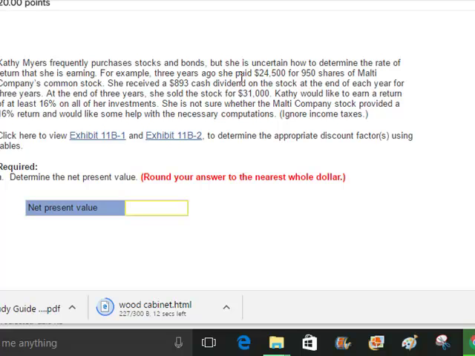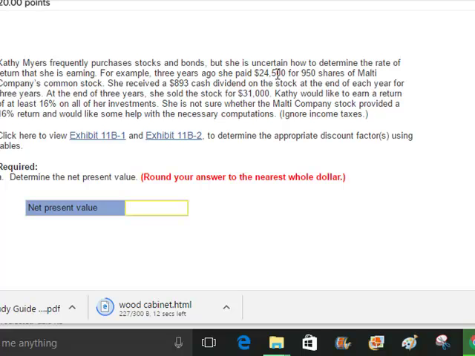And then we also have to calculate the present value of the $31,000 that we sold the stock for at the end of the 3-year period. So we'll go to the present value of a single sum table, the 3-period row, and 16% for our annual rate of return. And then we'll add the two present value figures for these two cash inflows together, compare that to the $24,500 cash outflow.